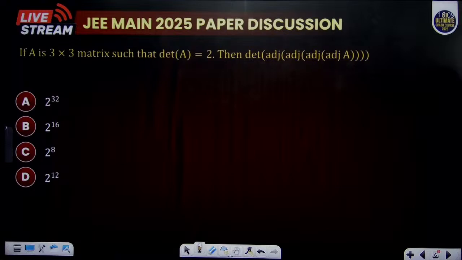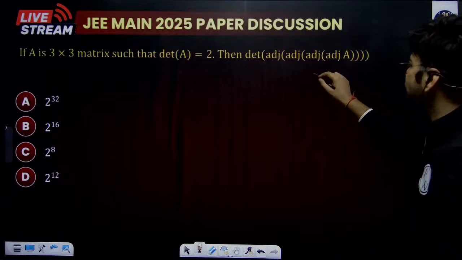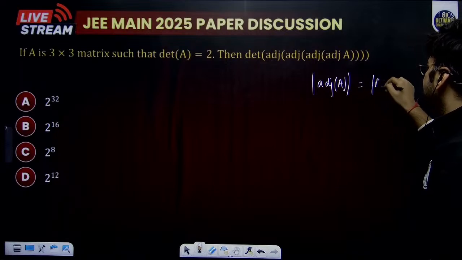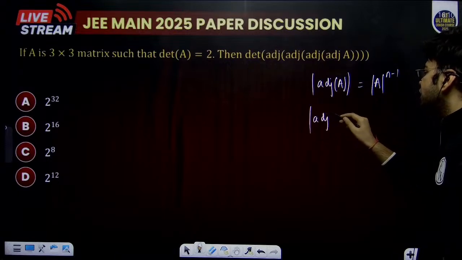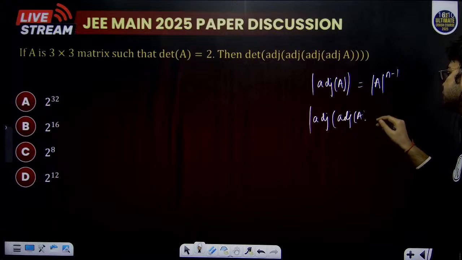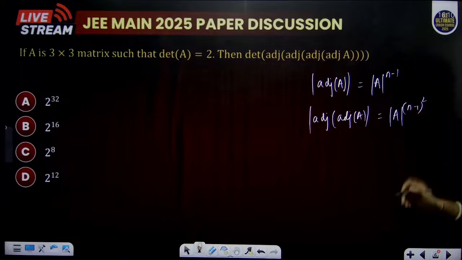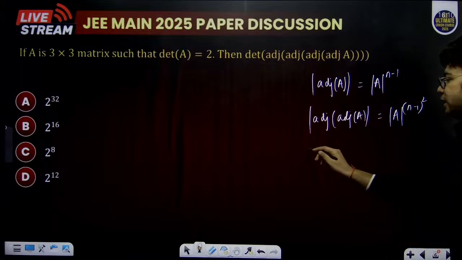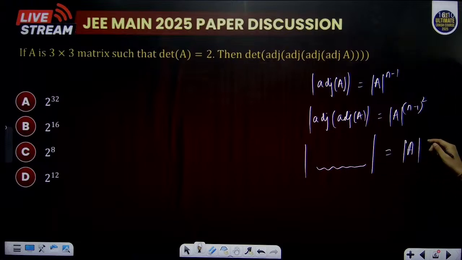Determinant of A is given as 2. Then determinant of adjoint of adjoint of adjoint of adjoint A. Since we know that determinant of adjoint A is nothing but determinant A raised to the power n minus 1. Now determinant of adjoint of adjoint A will become determinant A raised to the power n minus 1 whole square. Since 4 times adjoint is there, that means adjoint 4 times will become determinant of A raised to the n minus 1 raised to the power 4.